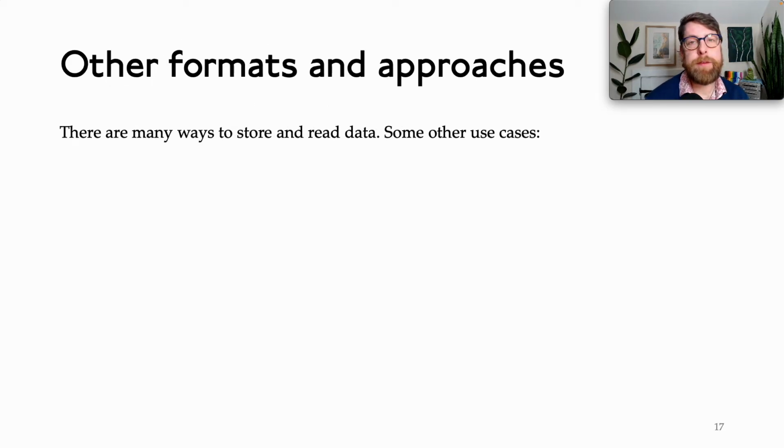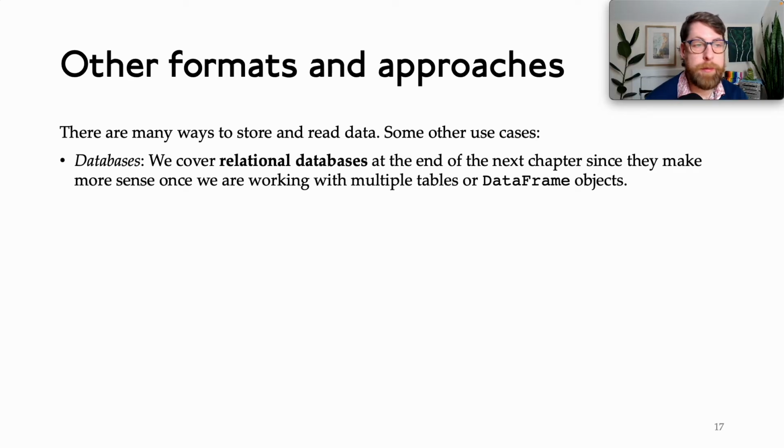So there's other formats and approaches to file types other than what we've seen here. And here's some other use cases. We can think about databases. We're actually going to discuss them a little bit in the next chapter, relational databases. But there's all kinds of databases for different uses or purposes. One like Mongo, which I alluded to earlier, stores data as JSON. So it's like JSON as a database itself. Others, there's graph databases and so forth.